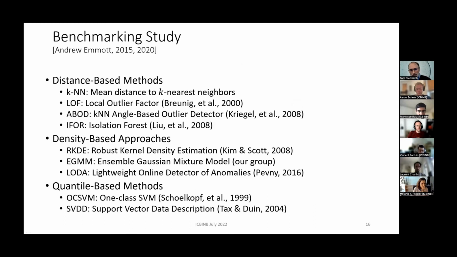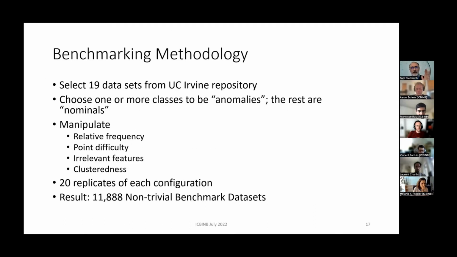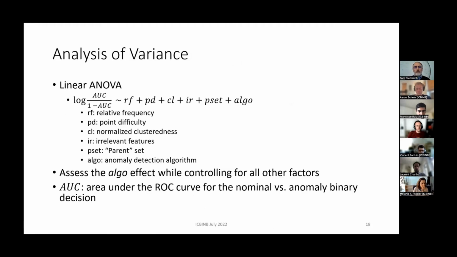And so we'd run all of these algorithms on all of these data sets and then collect up the results. And we would measure the area under the ROC curve for this binary decision. Is it an anomaly or is it a nominal data point? And then what we wanted to do was do an analysis of variance. Basically, we can treat the area under the ROC curve as a probability, right? It is the probability that if you give it a random anomaly point and a random nominal point, what's the probability that it will give a higher anomaly score to the anomaly? So it's a ranking metric in a sense.